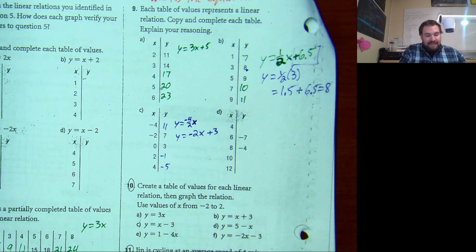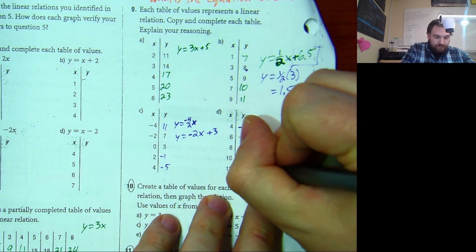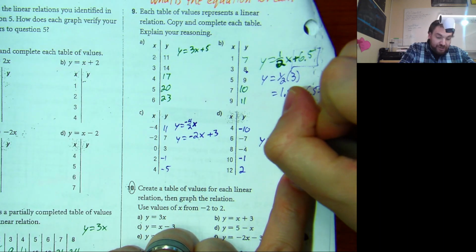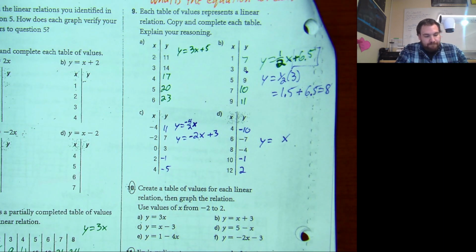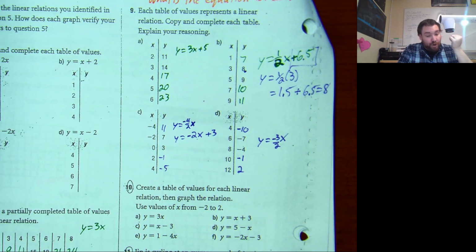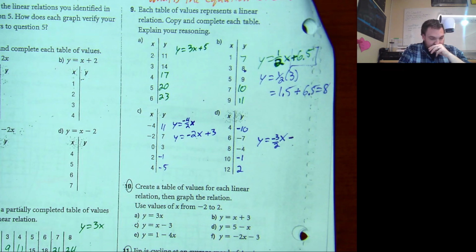And then number 9D, what are the missing values? And then the equation for the relationship is going to be what? -3 over 2. This is gross. Minus what? Or is it +16? Let's find out, shall we?